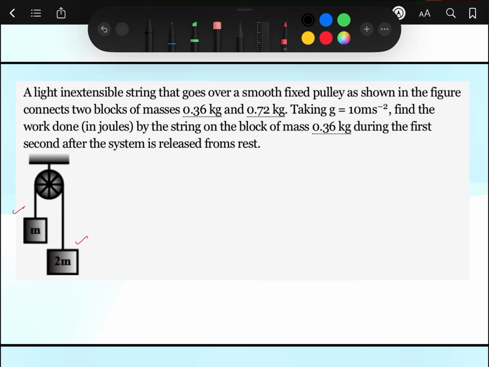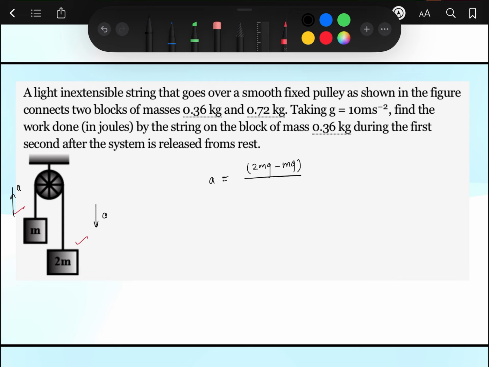So here first I will find the acceleration of the system, that this block will be going downward with an acceleration a, and this block will be going in upward direction with an acceleration a. So from the Newton laws of motion, I can directly write this acceleration will be equal to net pulling force divided by total mass. So net pulling force means what? 2 mg minus this mg.